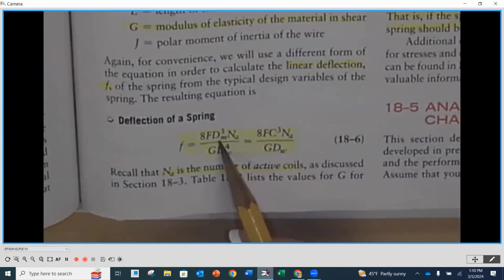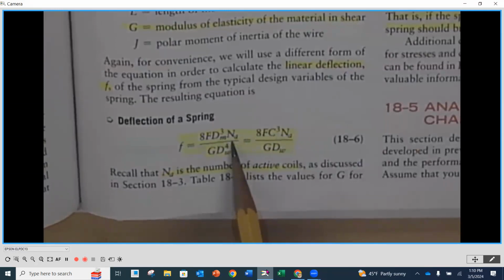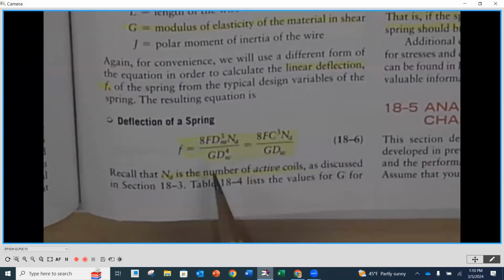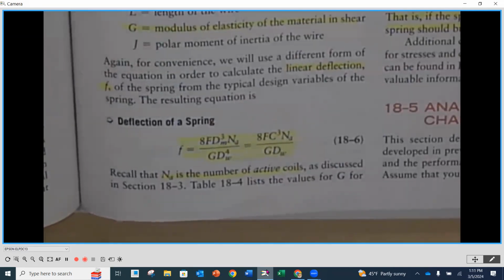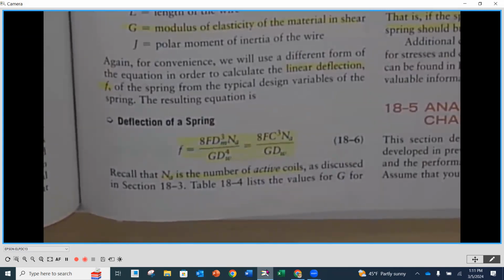Here's the cube of our mean diameter. NA is the active number of coils. So we need to know, do we have ground and squared ends, or is this just plain ends, or is it just ground? Then go back and determine how many actual active coils there are. Now underneath here is G. G is called the shear modulus of the steel that we're using in our spring. Shear modulus, tell me what shear modulus is. Do you guys remember from strength of materials?